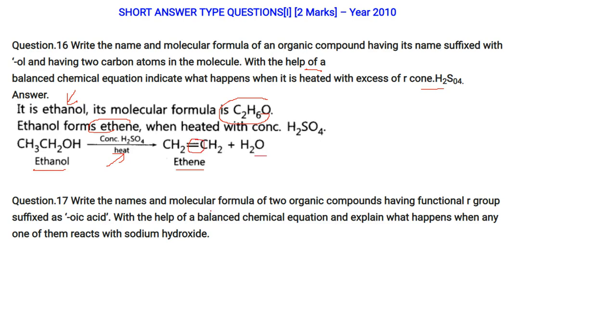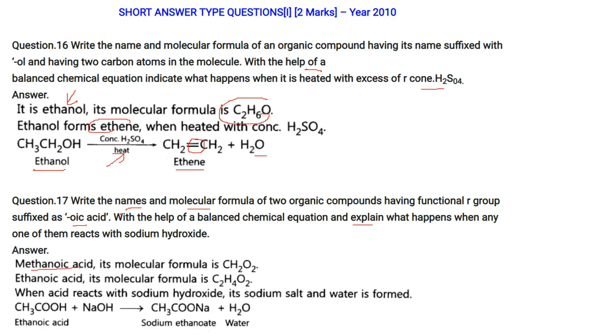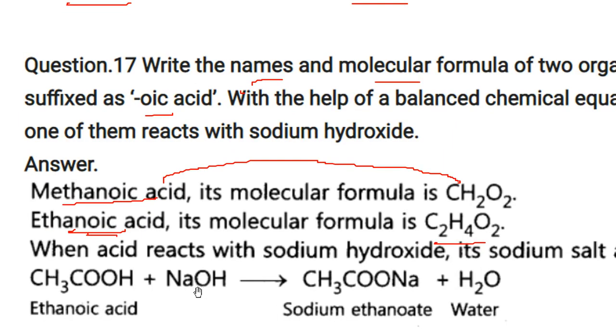Write the names and molecular formulas for 2 organic compounds having functional group suffixed as oic acid. With the help of a balanced chemical equation, explain what happens when any one of them reacts with sodium hydroxide. So methanoic acid and ethanoic acid: the molecular formula of methanoic acid is CH2O2. For ethanoic acid, it is C2H4O2. So when the acid reacts with sodium hydroxide, it gives you sodium ethanoate and water.